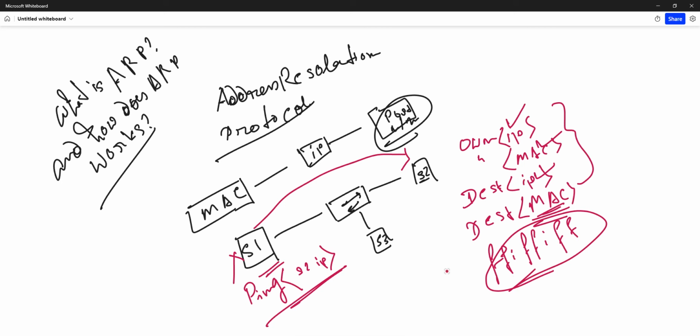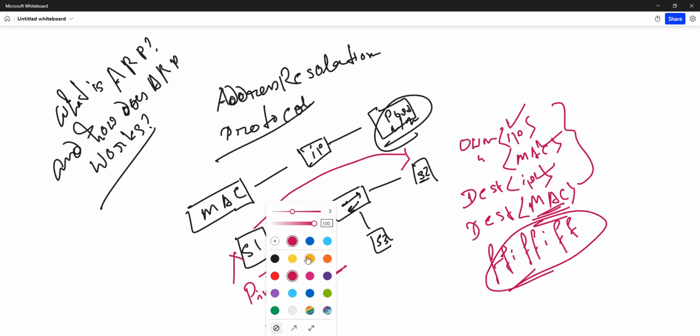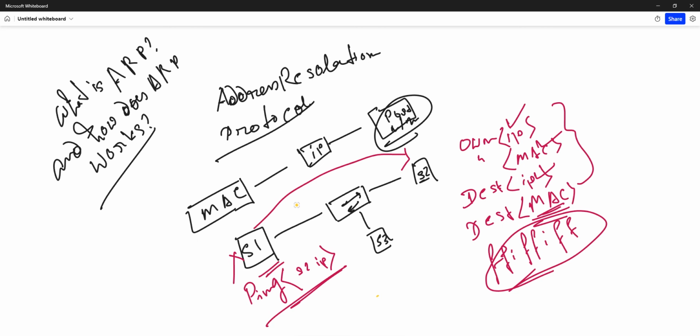The broadcast MAC address is FF. Okay. So in that case, S1 sends this information to the switch. It does the broadcast to every port. So every machine opens this information, that means system 2 as well as system 3.